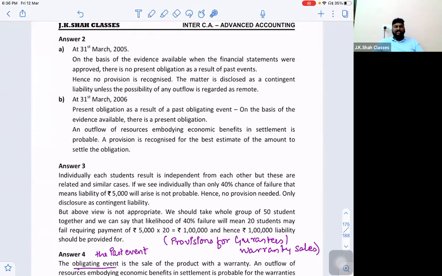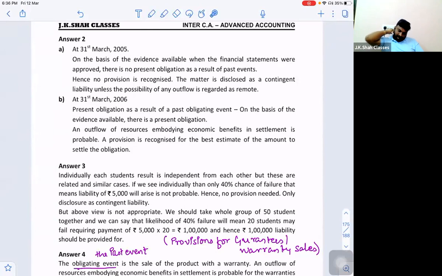The entire recognition criteria of a provision is now satisfied. That is, there is a present obligation arising out of a past event. Second, it is probable that there will be an outflow of resources. And third, the amount can be measured reliably. So technically, please record a provision now. And such cases are called a shift of contingencies towards provision.